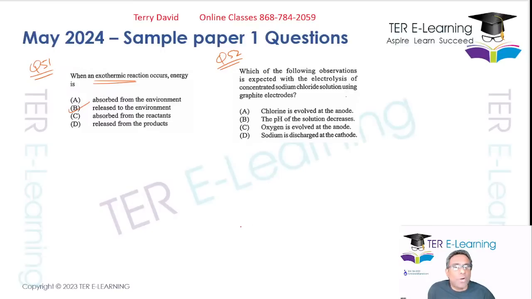Which of the following observations is expected with electrolysis of concentrated sodium chloride solution using graphite electrodes? Question 52.